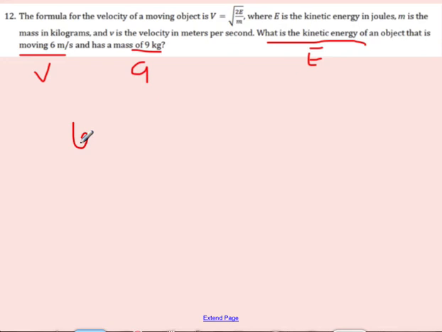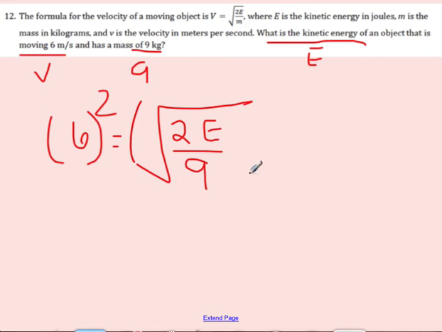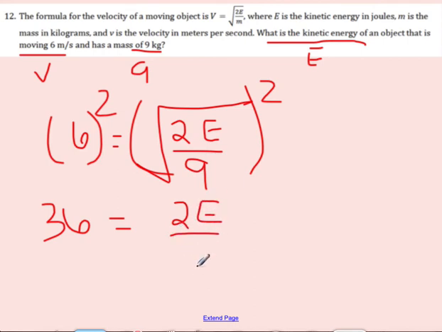So I'm going to have, the velocity is 6. So 6 is equal to the square root of 2 times E divided by 9. Now, we've been learning throughout this whole radicals unit that you cannot have a fraction underneath the radical. So what I'm going to do is square both sides. And I'm just going to get rid of that radical altogether, because before we were dealing with expressions, now that we have an equal sign, we can square both sides. So I end up getting 36 is equal to 2e divided by 9.